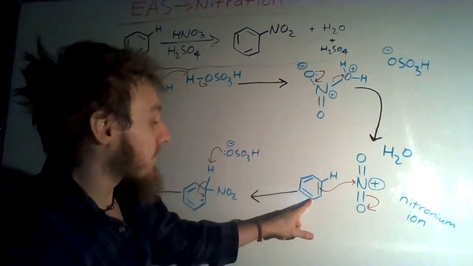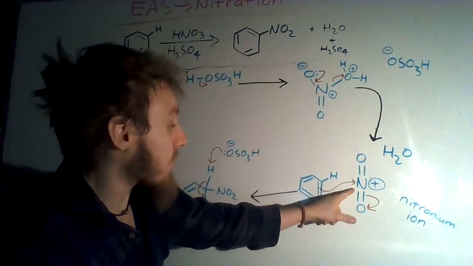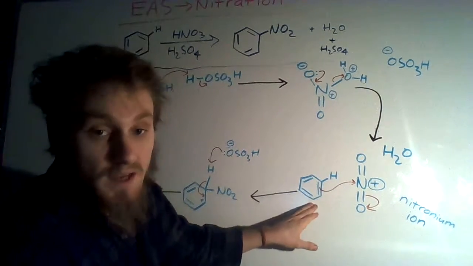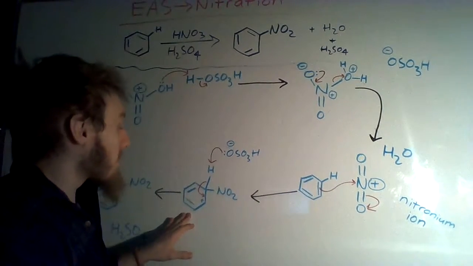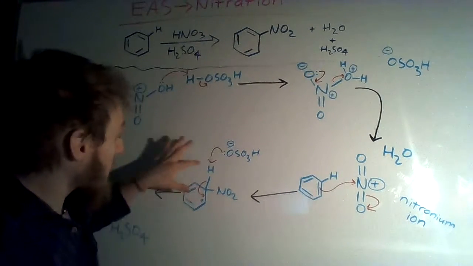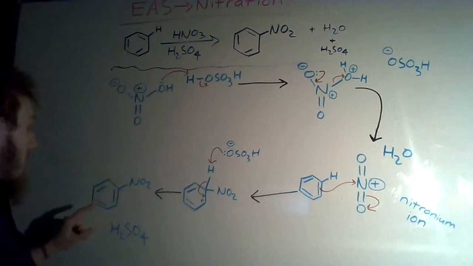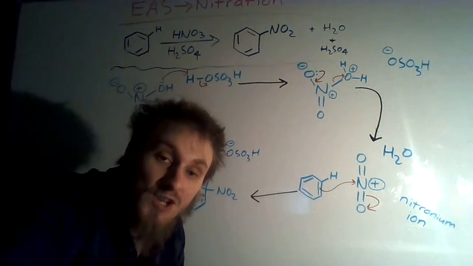Benzene will come by. Benzene again is aromatic. It's going to reach out, grab this nitronium ion, and so we're going to go from something that's aromatic to something that's no longer aromatic, but then we're going to restore aromaticity through a deprotonation step, and that's going to give us nitrobenzene. All right, so that's really quick and dirty nitration.